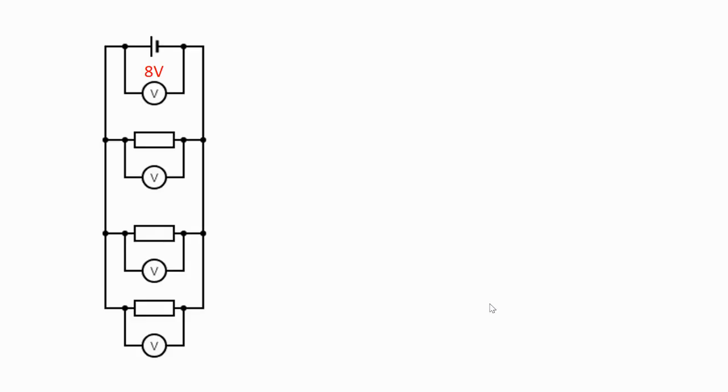So super easy example. If this was 8 volts, what are each of the voltmeters going to read? Well, although we have 3 resistors in parallel now, they're still in parallel. They're all connected to the battery. They're all going to read 8 volts. So every single one of these will read 8 volts.